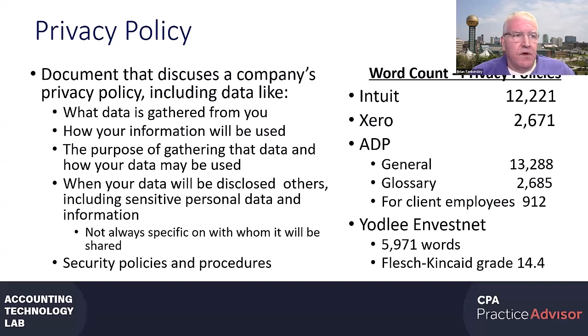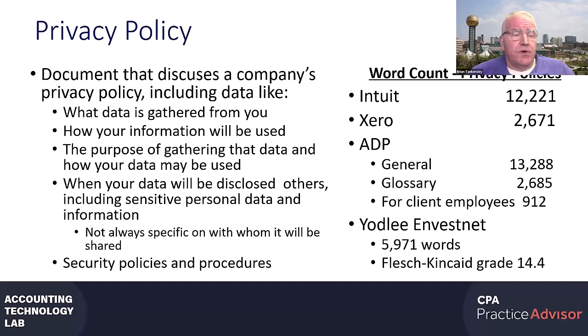And again, this is pretty heavy duty. Again, we have Intuit at 12,000 words, Xero at 2,600 words, ADP's general privacy policy is 13,000 words. They have a glossary that's another 2,600 words. And then for client employees, they have a 900-word privacy policy. Yodlee InvestNet, that is the bank feed aggregator that's used by many of your applications, has a 5,900-word privacy policy.